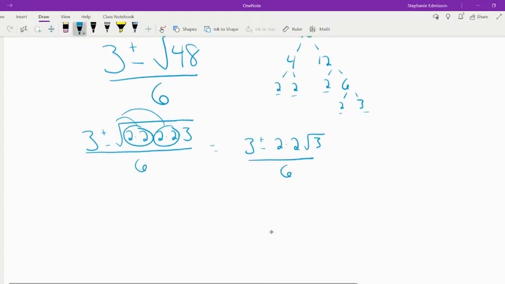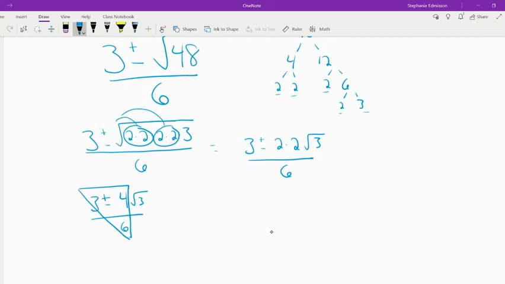Now we need to multiply these two together. 3 plus or minus 2 times 2 is 4 root 3 over 6. Now we can draw a triangle around these three numbers, because these are the numbers we can actually simplify. This number is fully simplified. It's a leftover. We can't do anything else with it. Don't try to make it a decimal, don't try to reduce it, don't try to divide it by anything. The root 3 is done, so we leave it.